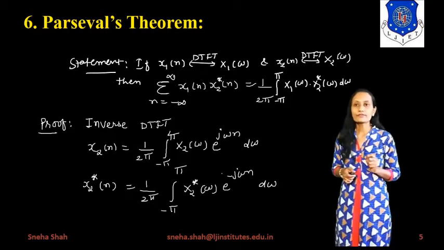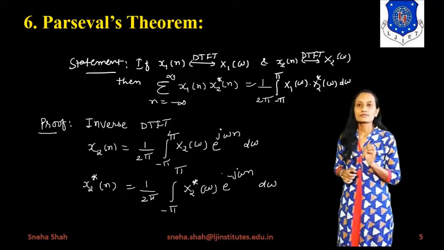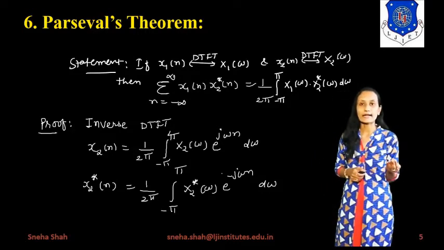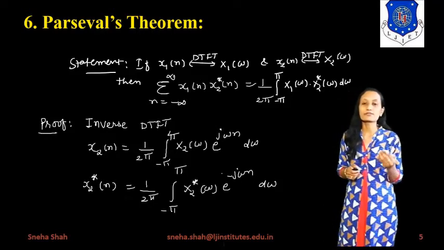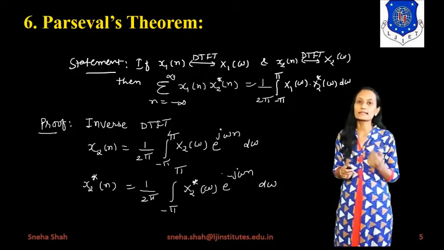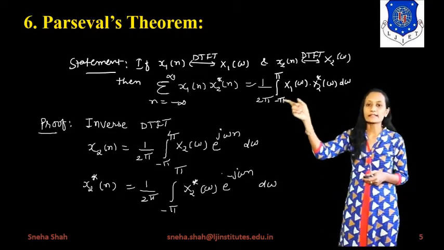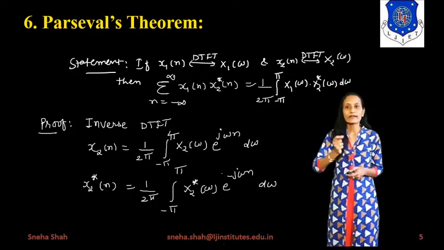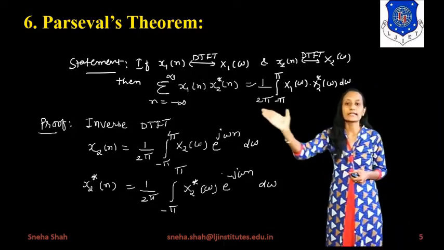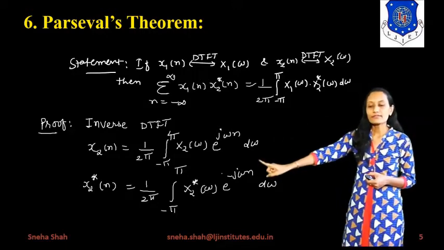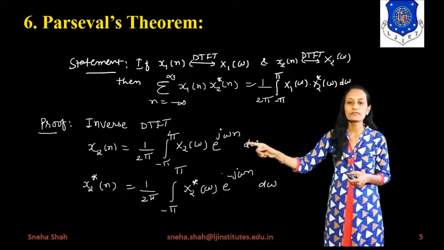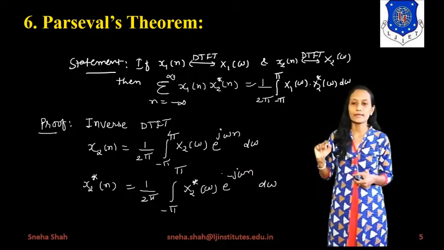For that, first of all we will take the DTFT equation. What is DTFT? Suppose I take the DTFT of x of n, it gives you x of omega, right? But here we have to take the inverse DTFT, so from the x of omega value we will find x of n. Why are we doing this? Because we have to find the value of x2 of n. If you want to find any signal in the time domain from the frequency domain, we take the inverse DTFT. So if we take x2 of n, its value will be 1 upon 2 pi integration minus pi to pi x2 of omega e raised to j omega n d omega.